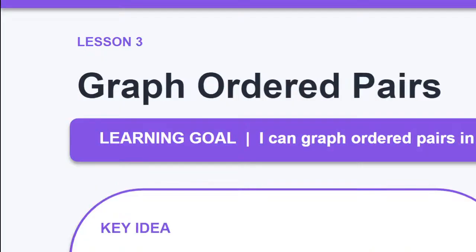Okay, lesson 3: graph ordered pairs. Learning goal: I can graph ordered pairs in all 4 quadrants. Key idea: you start at the origin, move left or right according to x, then move up or down according to y. Place a label on the point. Remember, positive x is right, negative x is left. Positive y is up, negative y is down. Move horizontally, then vertically.